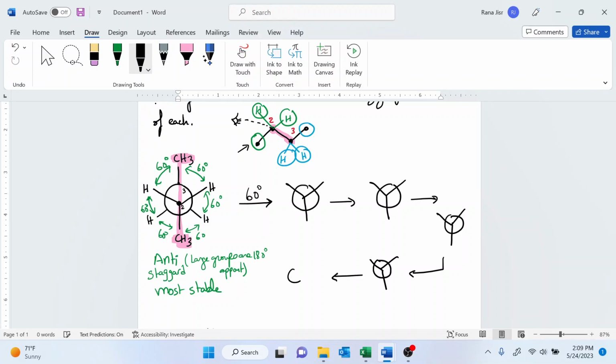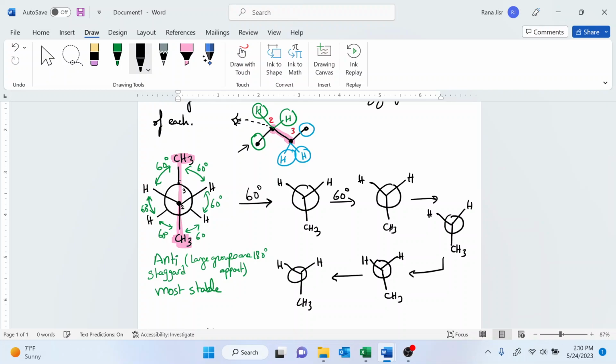I know a full rotation is 360 degrees, so I am doing 6 rotations in this case to reach 360 degrees. I'm going to end up having six of them. Since I am fixing this carbon, I'm just going to keep everything the same, hydrogen, hydrogen, for all the conformations. Now I'm going to rotate the carbon at the back, which is carbon number 3, 60 degrees every single time.